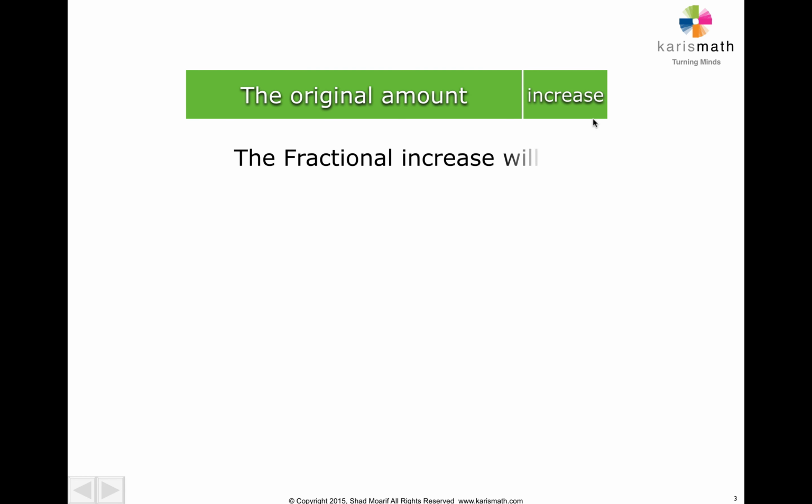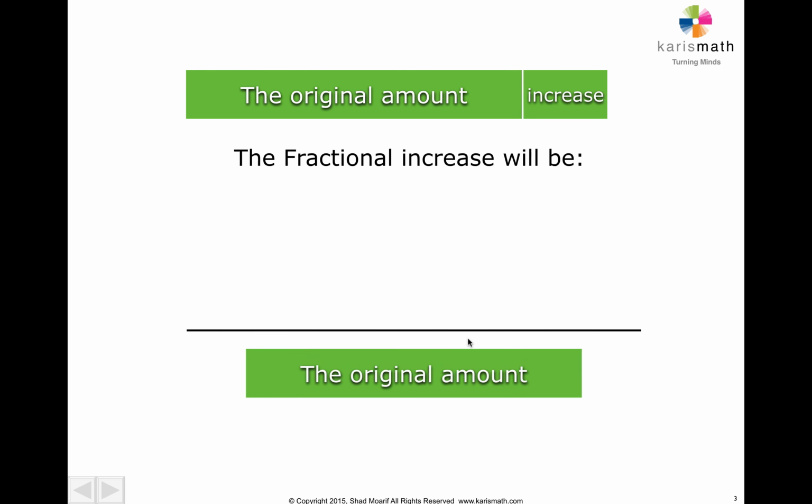So how do we show what the fractional increase is? Well, we draw a line, put the original amount at the bottom, because that's the fraction of which we take the increase, and then we put the increase on top, right there. So the increase over the original amount. And the increase, of course, we know we get by taking the difference between the old and the new.